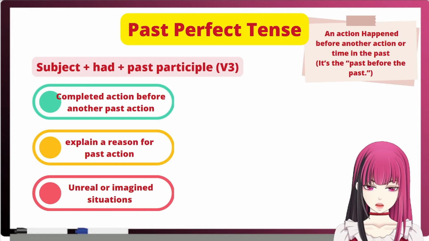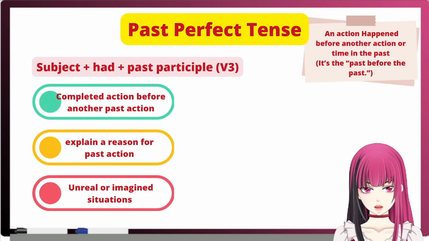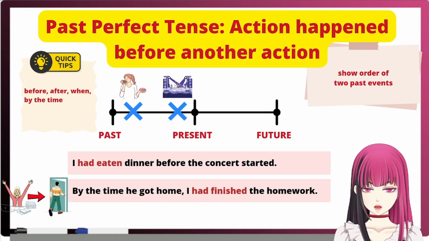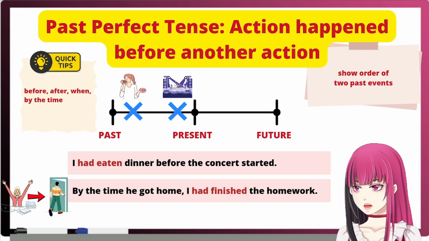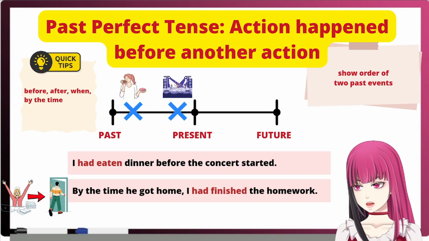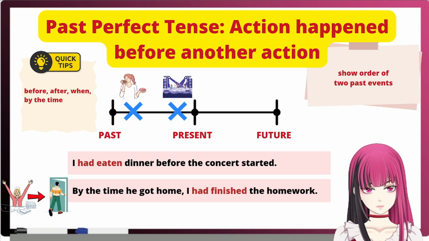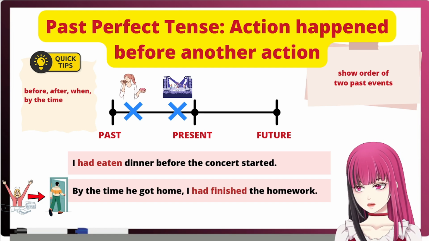So we will now take a look at the three usages of the past perfect tense. The past perfect tense talks about an action that happened before another action, using words like before, after, when, by the time. Take a look at the timeline. There are two actions that happened before the present.